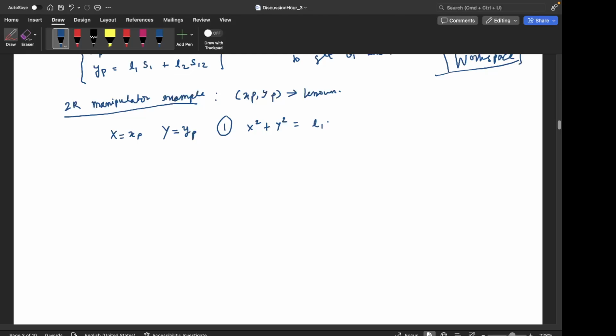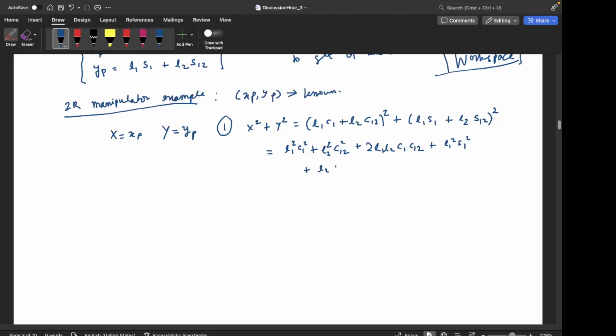So this is (L1 C1 plus L2 C12) square plus (L1 S1 plus L2 S12) square. And then if we open this, right?